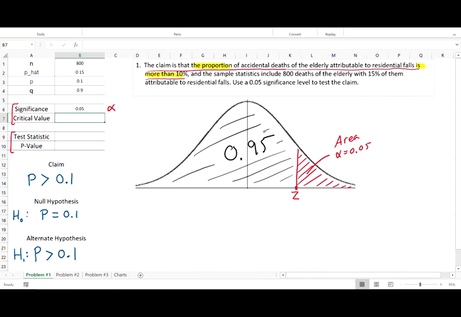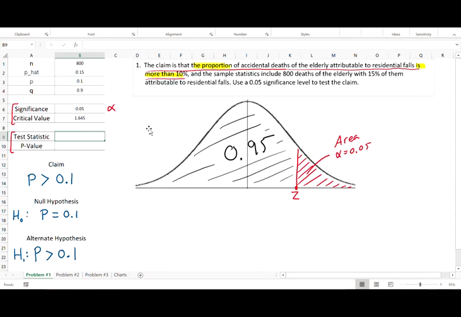So to find that z-score, it's equal to norm.s.inv. That's the same function we've been using for the last couple of chapters. So when you know the area to the left of a z-score and you want Excel to give you that z-score, this is the function that you use. Area to the left, 0.95. Okay, and if we want, we could round this to a few places. That 1.645 should be a familiar critical value because we've used that before.